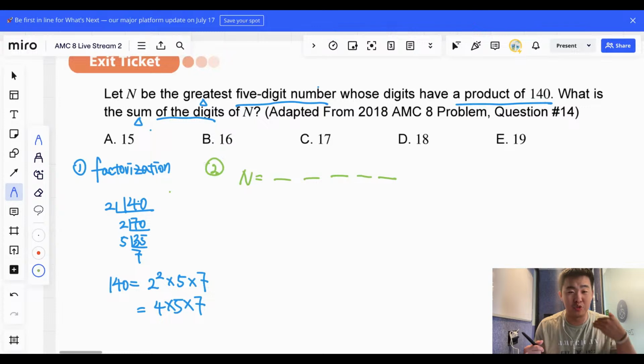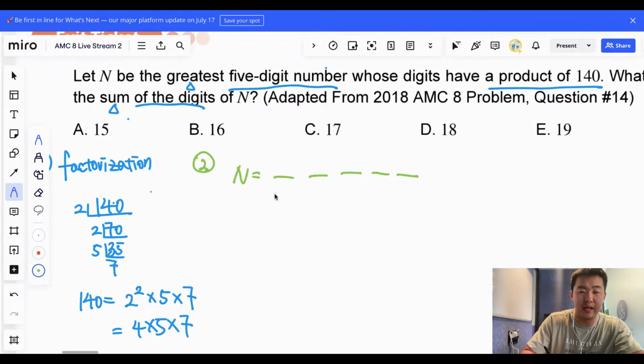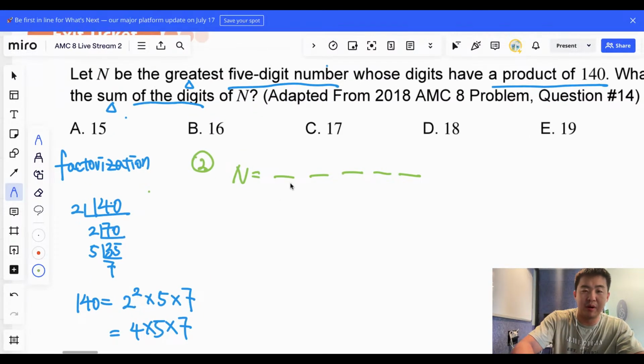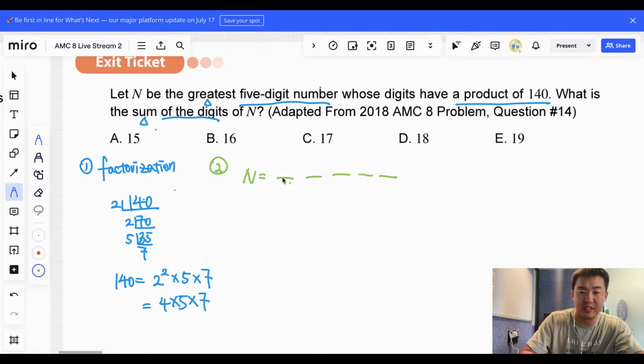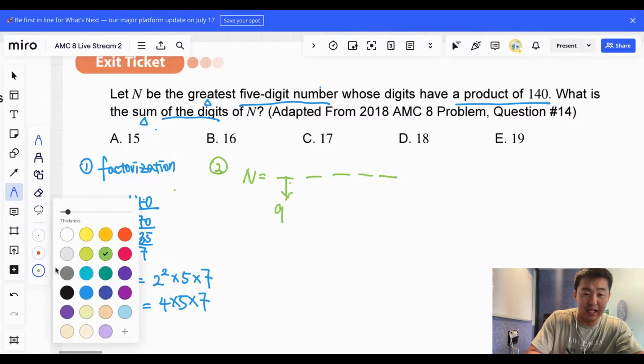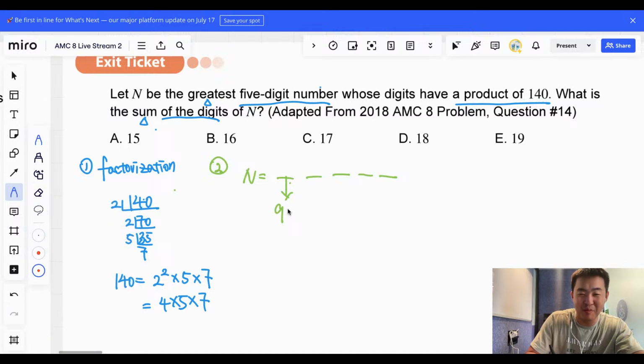That's our strategy, right? So let's try: what is the largest digit possible to put on the 10,000 place? Obviously it's 9, right? Let's put 9 here. So 9 needs to be a factor of 140, but 9 doesn't appear in our factorization. So this indicates that 9 cannot be put on the 10,000 digit, okay? You see the reasoning behind it? Test if this number is among our factorization. If it's not, then 9 doesn't work.